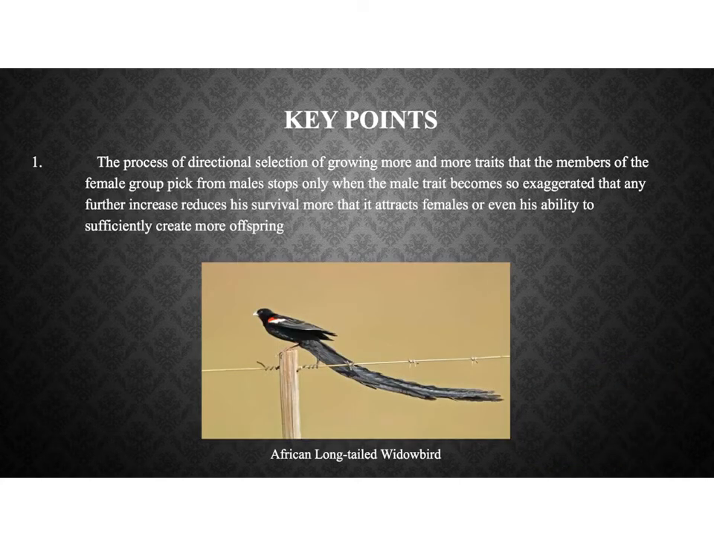So, to finish off the presentation, there are some key points that have to be hit home on the topic of sexual selection. For one, the whole process of directional selection of growing more and more traits that members of the female group get to pick from the males stops only when the male trait becomes so exaggerated that any further increase reduces the male's survival more than it attracts females or even its ability to sufficiently create more offspring. At this point, one can say the feature balances out.